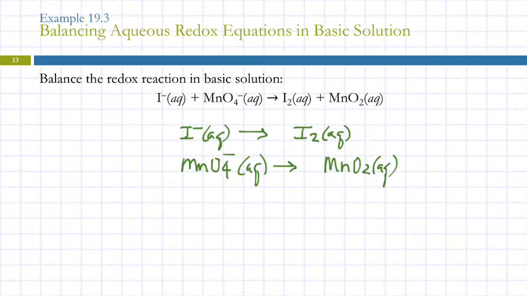Balance for mass. So we have 1 I and 2 I's. So I need a coefficient of 2 there. So I've got 2 I's on each side. Down here, we do things other than oxygen and hydrogen first. So manganese, 1 manganese and 1 manganese. We're good. Oxygens, we got 4 on this side and 2 on that side. So I need to add 2 water molecules. So the oxygens are balanced. But now I've introduced hydrogen in there, so I have to balance the hydrogen. I have 4 hydrogens on this side, so I'm going to put 4 hydrogen ions on the other side.